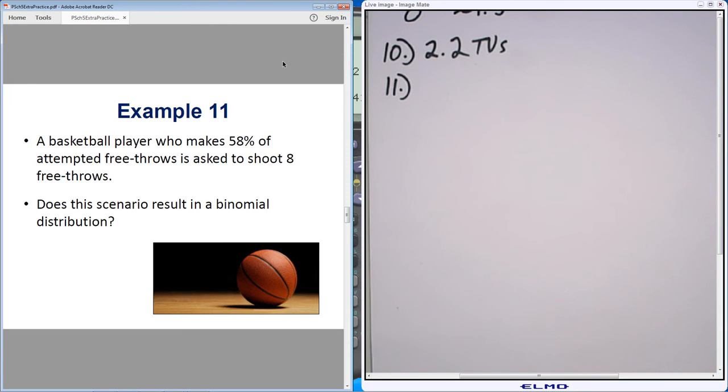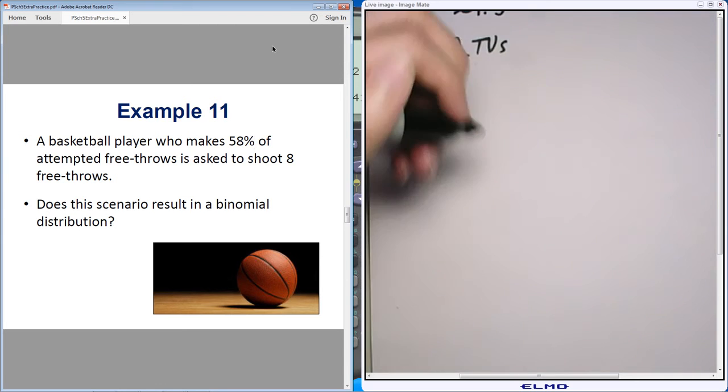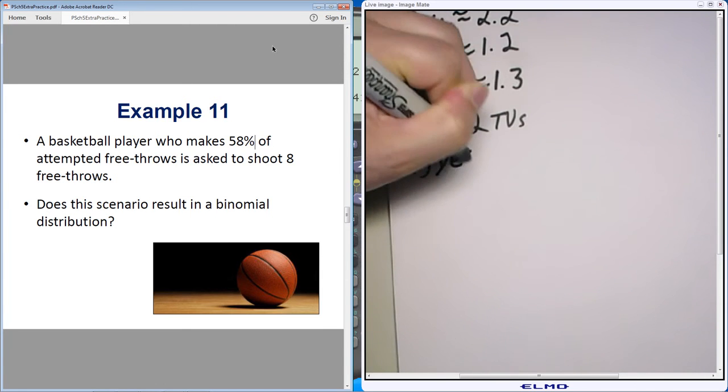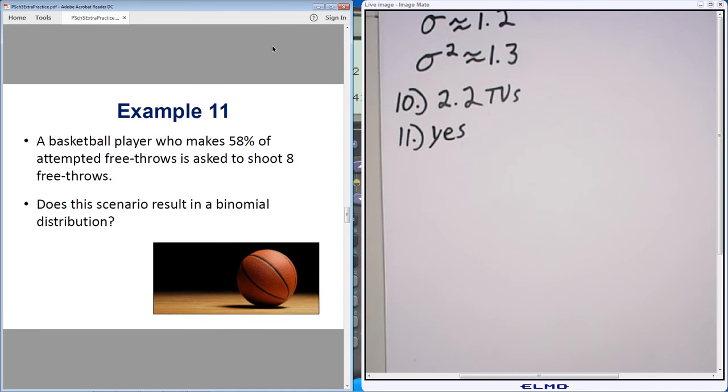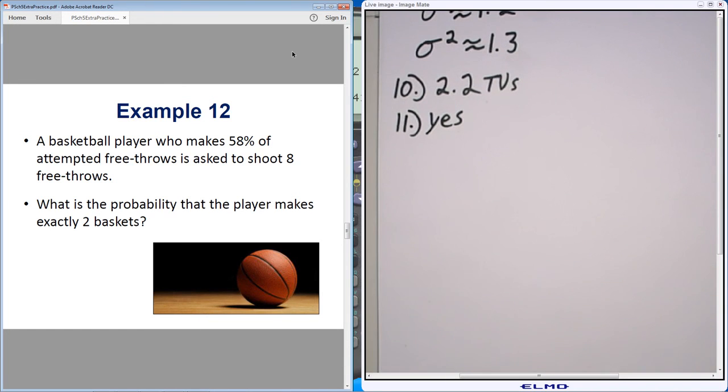Alright, it's binomial, so there's 2 outcomes, success or failure. If you shoot a free throw, you either get it in the basket or you don't. So that's success and failure. And the probability of success is always the same. Well, for this basketball player, 58% is their probability of success. So yes, this would be considered binomial. We'll use the binomial distribution to answer the questions. Now, the previous questions, we had a table, so we just used the table. Now we'll use binomPDF and binomCDF.